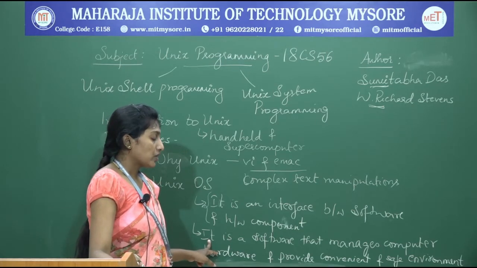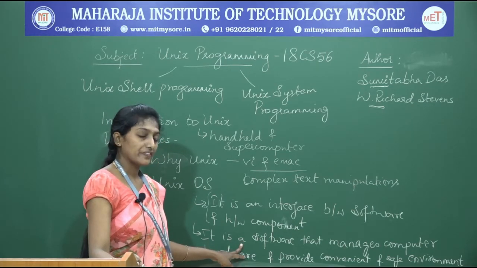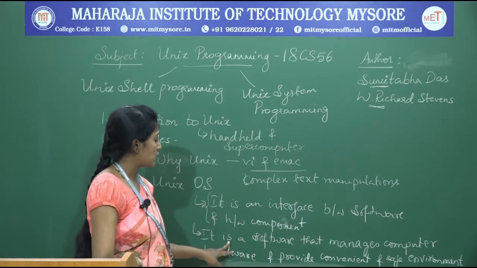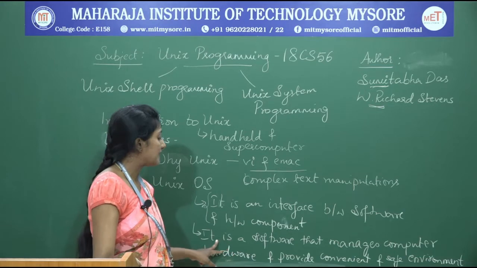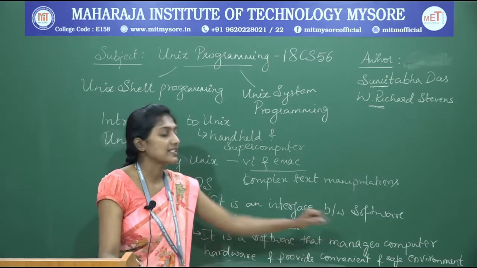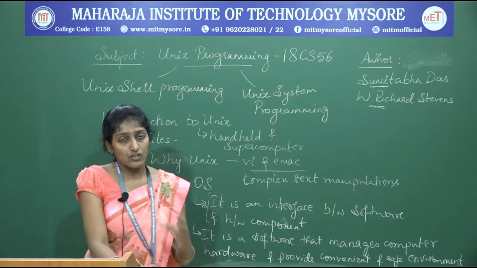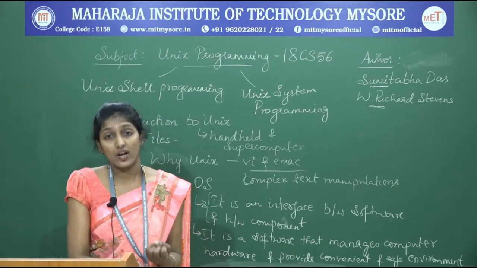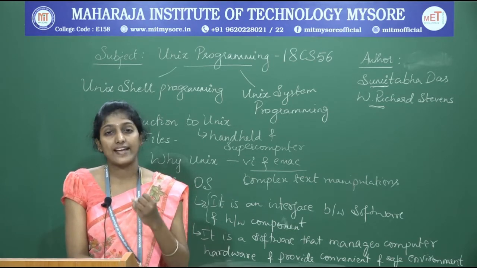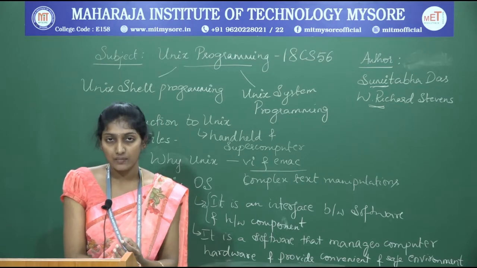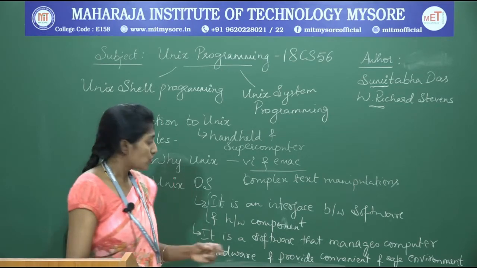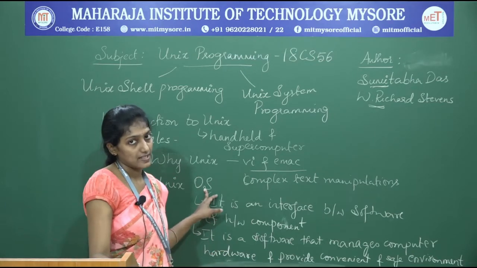In terminology, if you want to frame a definition for an operating system, you can define it as a software that manages the computer hardware and provides a convenient and safe environment. Convenient and safe environment for what? For the execution of a program, or for accessing any content within a system. That will be provided by the operating system software.